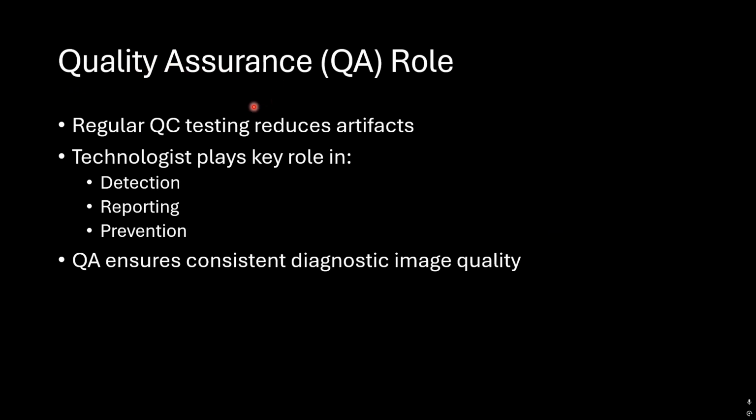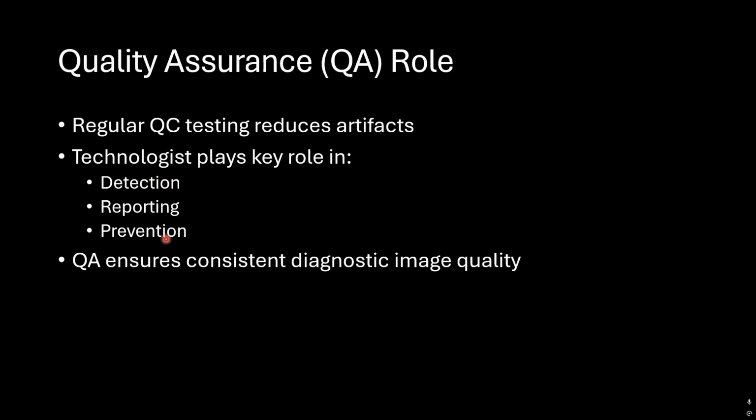For the quality assurance role, regular QC testing reduces artifacts. Why? Because we identify the issue in the system at the initial stage, where we don't see any artifacts at that level. But if we keep using the system with a minor issue, this minor issue will develop and cause artifacts on our image. The technologist plays a key role in detection, reporting, and prevention.